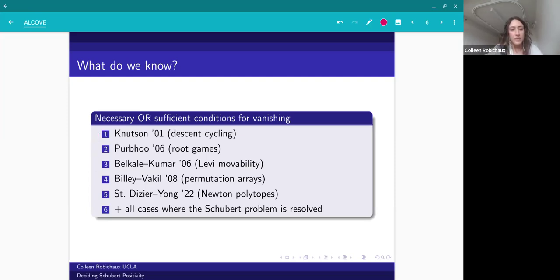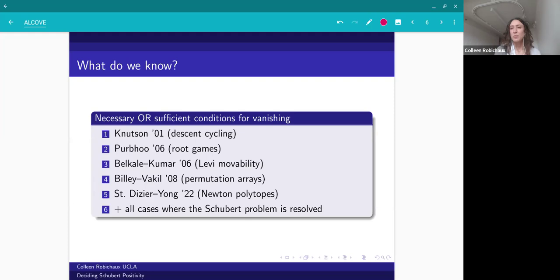Okay. Then another example is Billey and Vakil's more geometric flavored rule that's using these Eriksson-Linusson permutation arrays to decide whether a coefficient has to be 0. And we could look to another rule of St. Dizier-Yong, which is looking at a more polytopal way of deciding when a coefficient has to be 0.